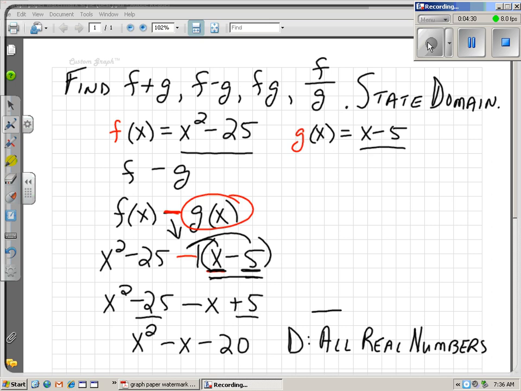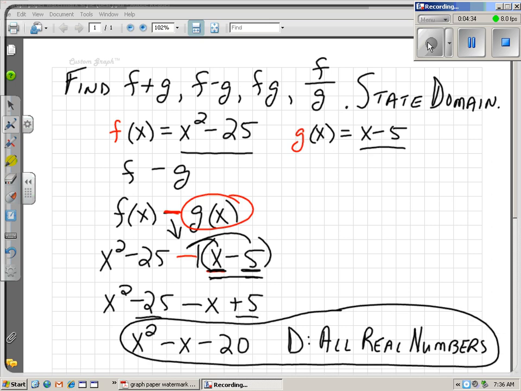And again, I can't think of a single number that I cannot put in for x. I think I can put in any negative number and any positive number and 0. So my domain is, again, all real numbers. So you're probably wondering about now, well, when is the domain not all real numbers? So a good rule of thumb, this is just a hint.